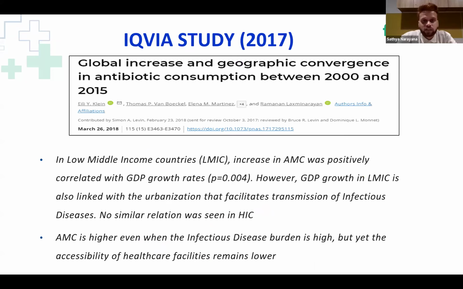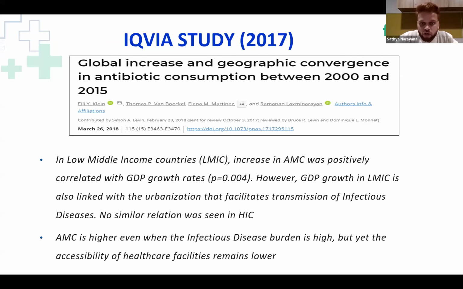This is an IQVIA study that was done in 2017. They targeted lower middle income countries, and how AMR and AMC have an impact on GDP rates, and how they cause trouble in dealing with antimicrobial resistance. First, as we discussed, antimicrobial resistance increases because of irrational use. So if we can bring this consumption rate down to an optimized level, the resistance rates would come down. I mean, it can be brought down.